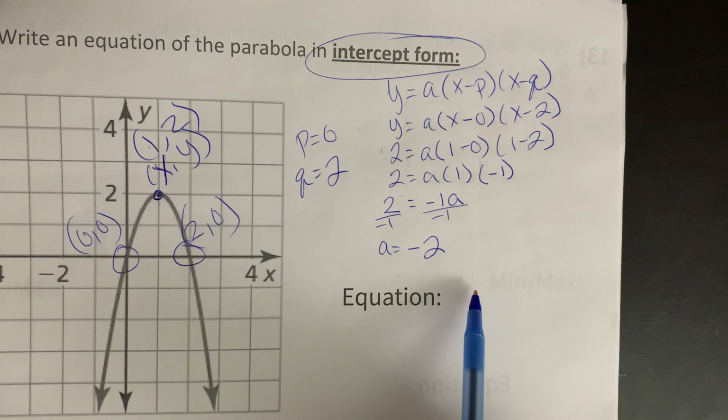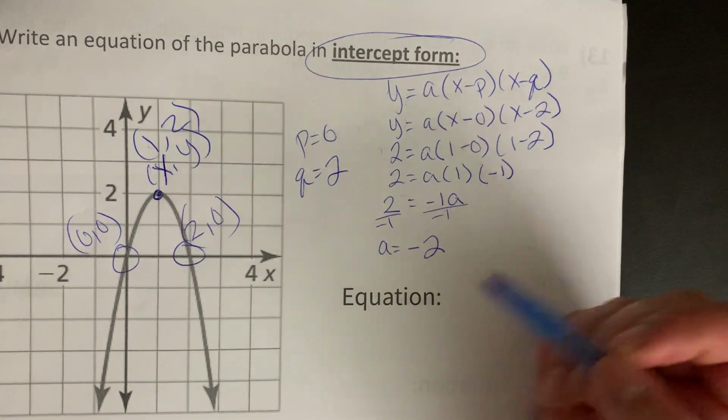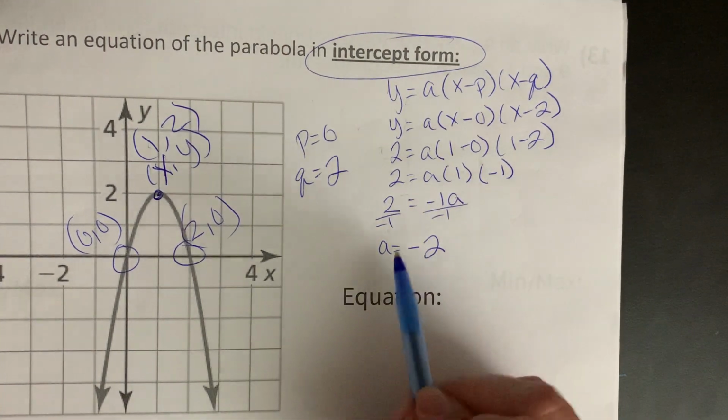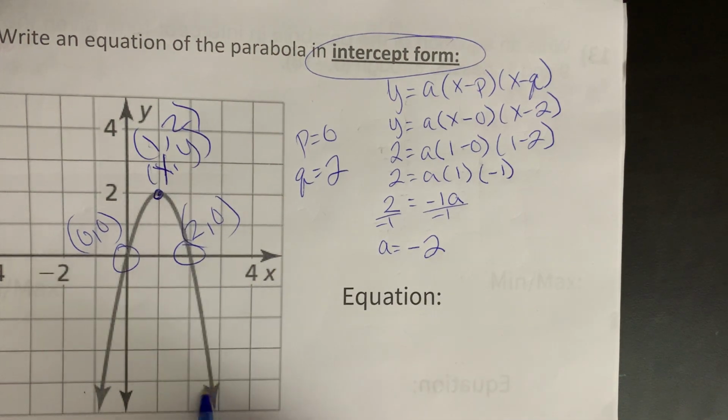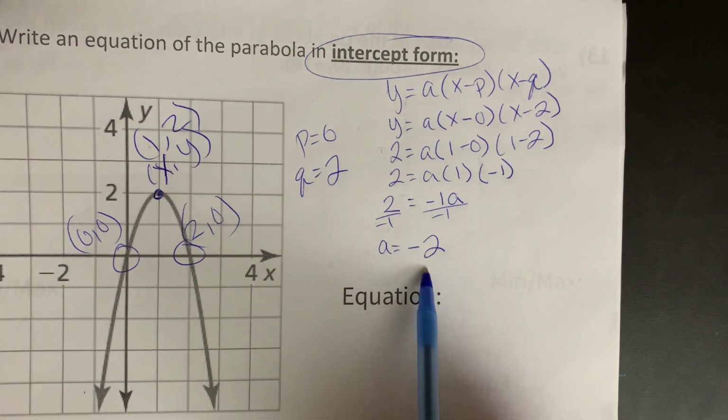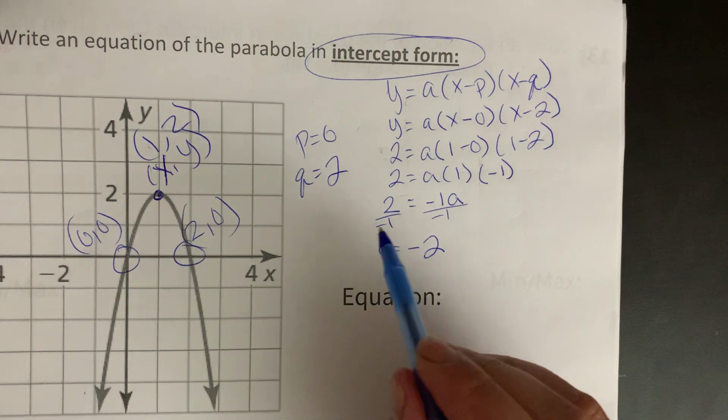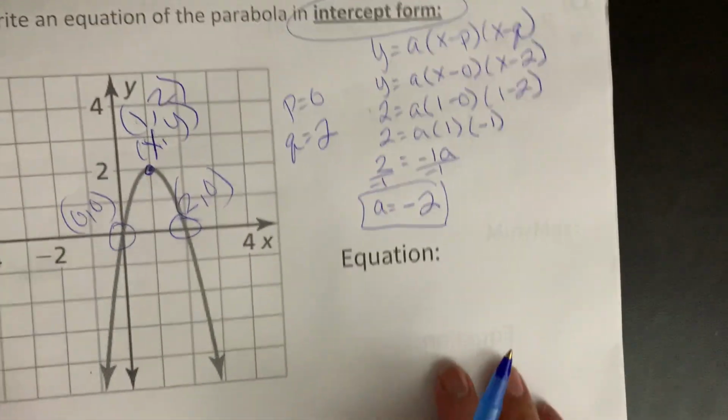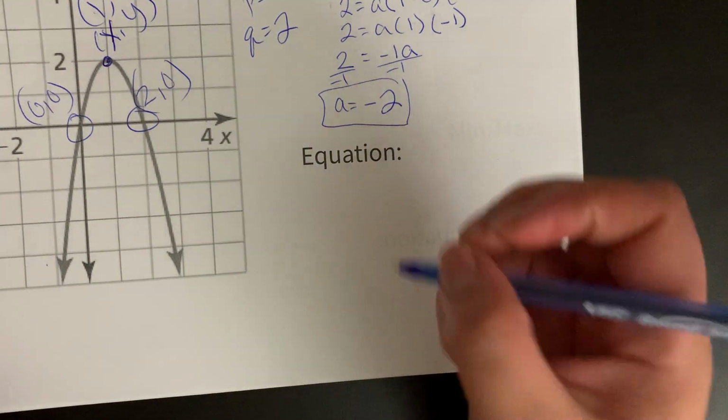Yeah, I think I did. I'm gonna say I did. Okay, well, let's go back with my reasonableness, right? This is opening down, so you know your a has to be a negative, which it is. So I'm gonna assume I did it right. If I didn't, y'all let me know.